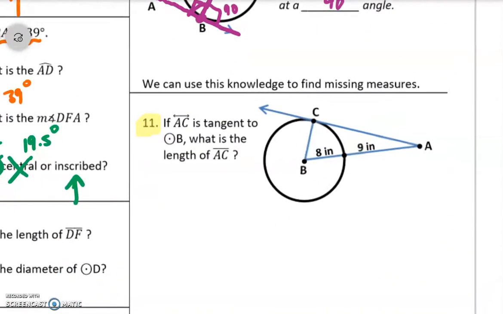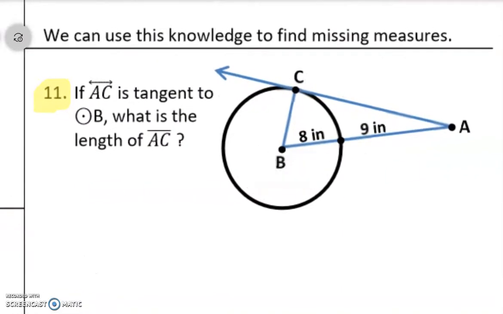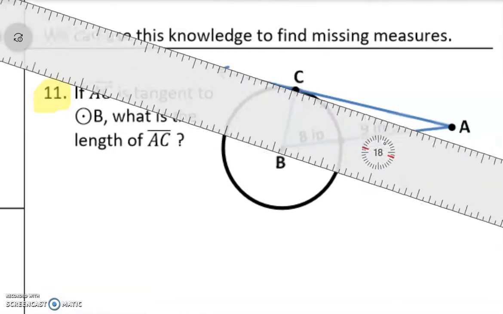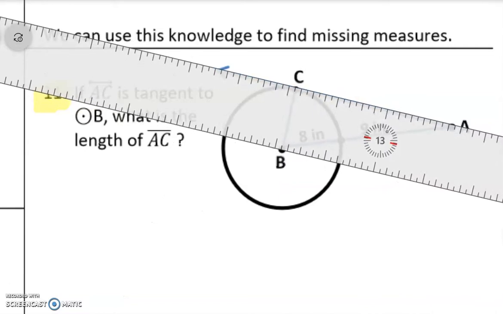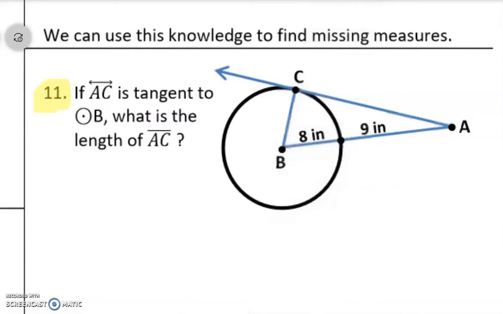And we can use this knowledge to find missing measures. So let's look at number 11. It says if AC is tangent to circle B, what is the length of AC? So if this line AC is tangent to circle B and there's a radius that connects to it, that means that has to be a 90 degree angle. So I'm going to mark that 90 degrees, which makes this a right triangle, right?